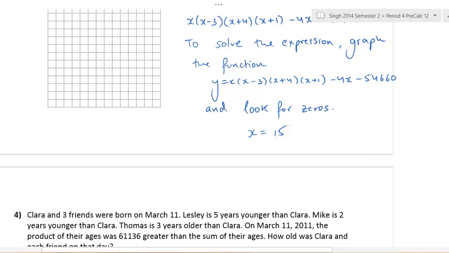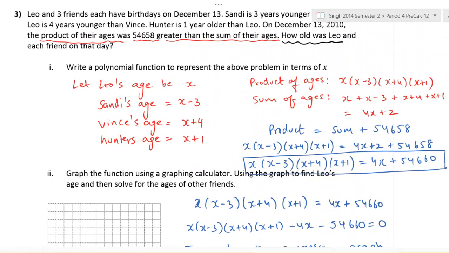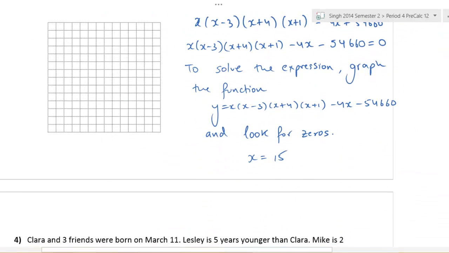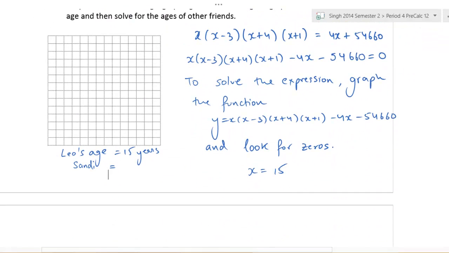So what does this mean? This means that we can now answer our question. X represented Leo's age, so as a result, Leo's age is 15 years. We know that Sandy is x minus 3, so Sandy is going to be 12 years old.